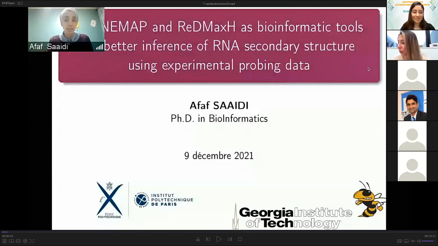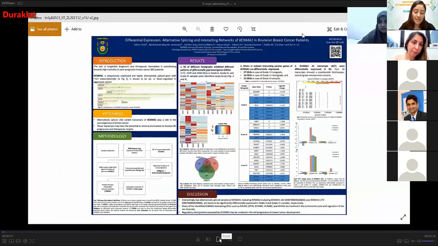Okay, so we can continue with our next presentation. The next one: differential expression, alternative splicing and interacting networks of KCNMA1 in Bruneian breast cancer patients.